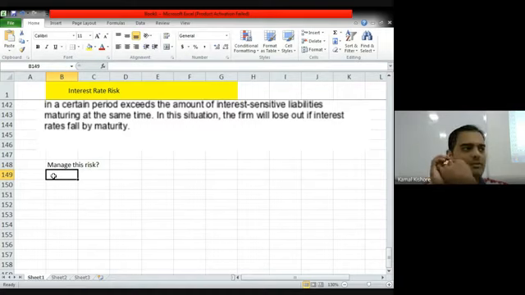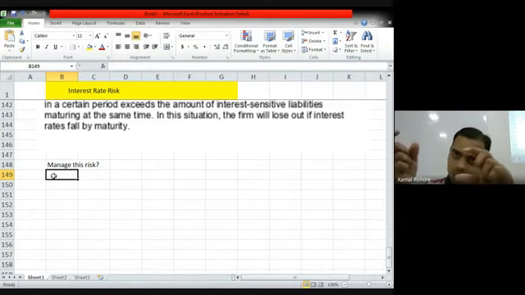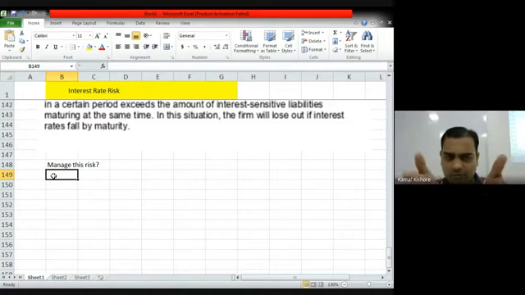Transaction risk, translation risk, and economic risk. Similarly, interest rate risk we have also seen. How does it come? When you have a net exposure, whether liability or asset, if the rates increase, it could be favorable or unfavorable. Whether favorable or unfavorable, you are still exposed, right?